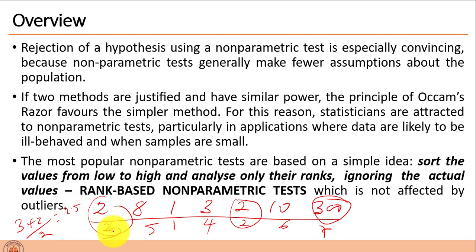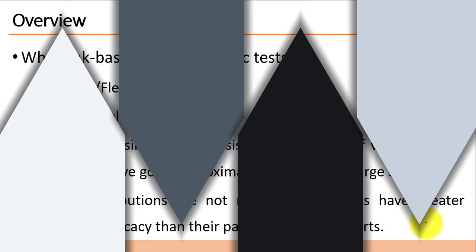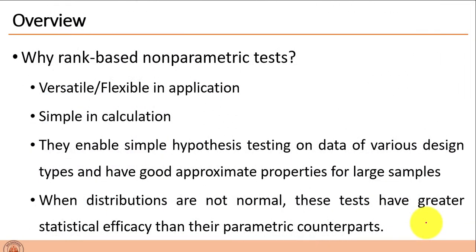So I would give this one here 2.5, and I'm going to give this one 2.5. So I would just ignore this original data set and now work with the ranked data. And that is what non-parametric statistics do. That is just what I'm trying to explain. So why rank-based non-parametric tests? They are versatile and flexible in application and simple in calculation.